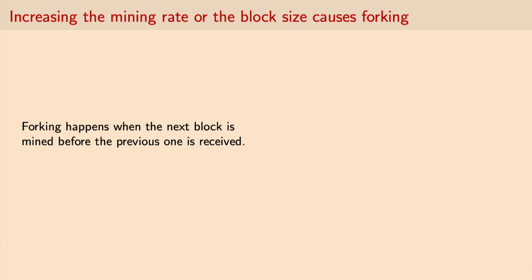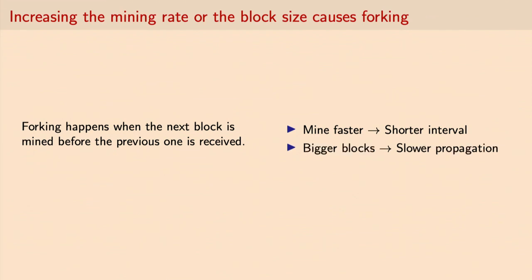That happens because forking occurs when two nodes in the network cannot hear from each other quickly enough, such that they accidentally both mine on the same parent block. If we increase the mining rate, then it's more likely that two nodes will accidentally both mine new blocks within a short interval. And if we increase the block size, then it takes longer for the block to propagate through the whole network. Both cause forking to increase.